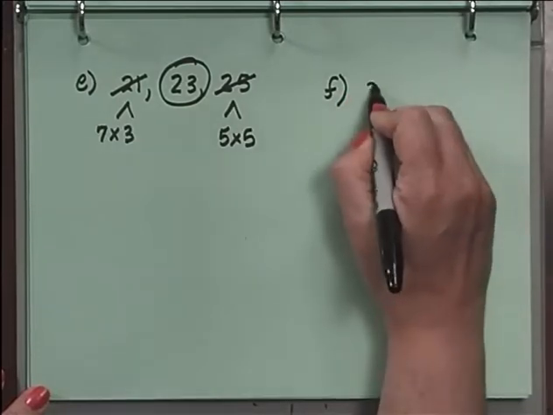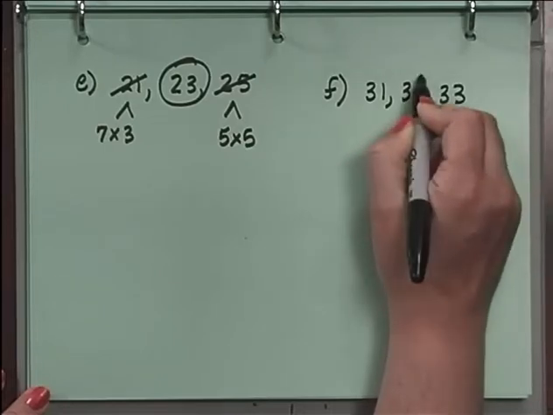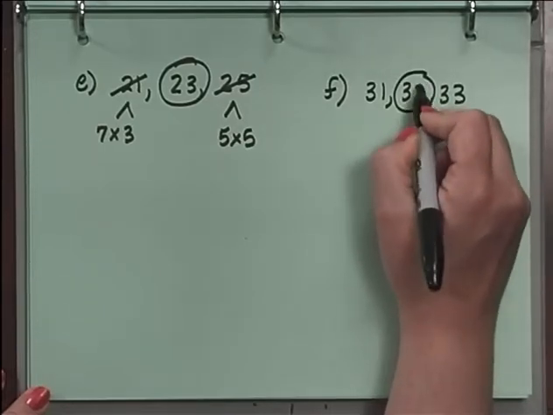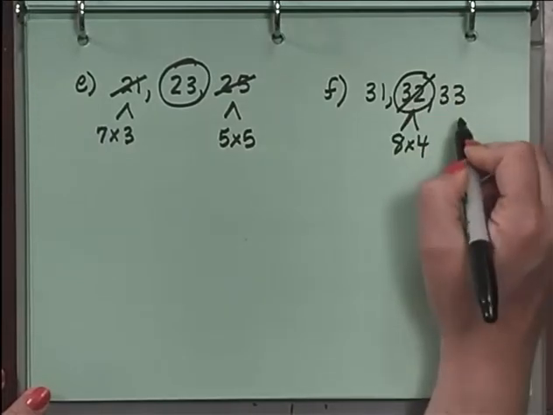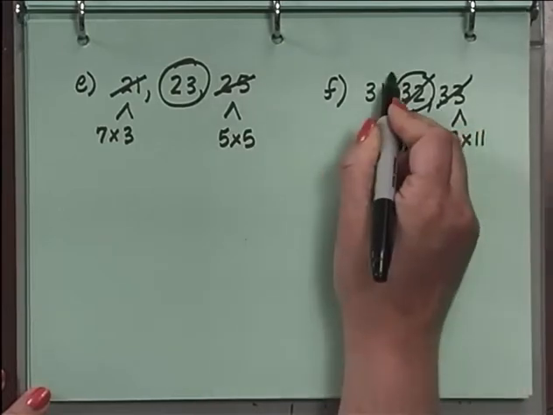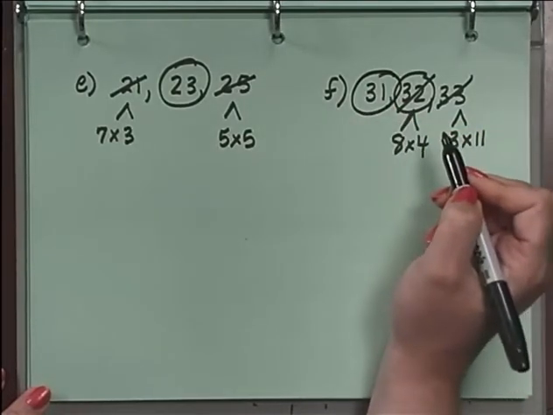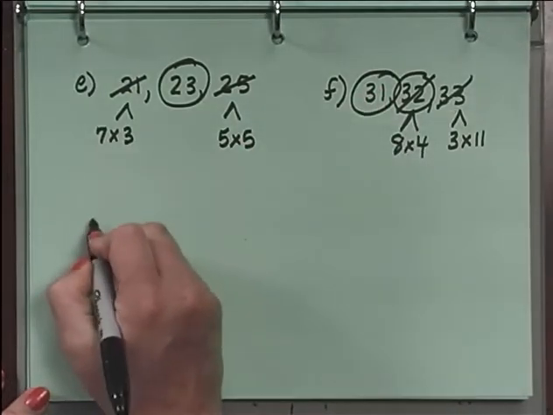Okay, problem F, 31, 32, 33. Well, 32, 8 times 4 is 32, so that eliminates 32. 33 is 3 times 11. But 31, there's only 2 factors for 31, and that is 1 and 31. So 31 is prime.